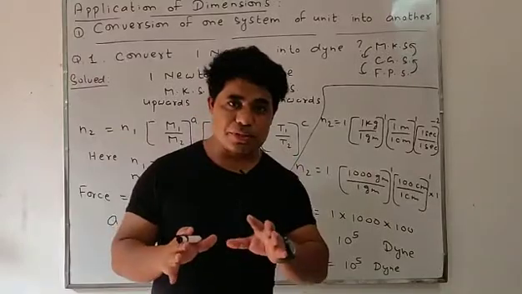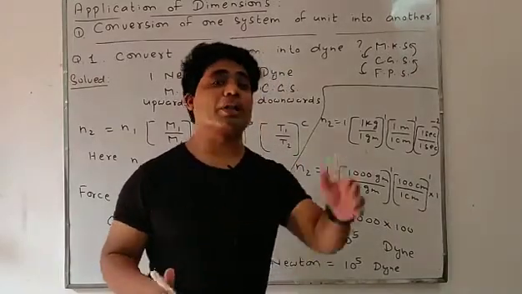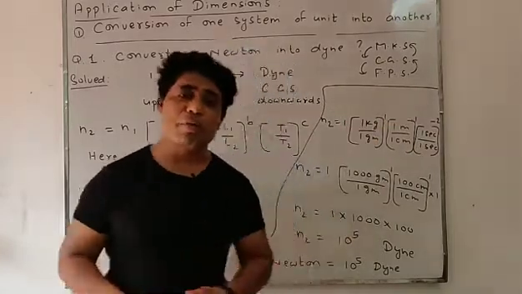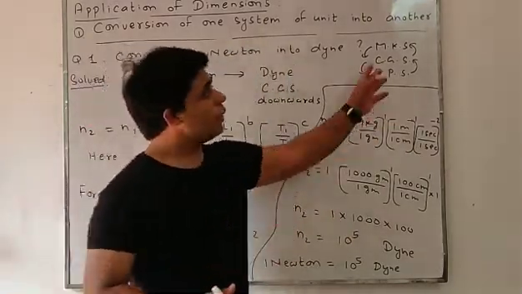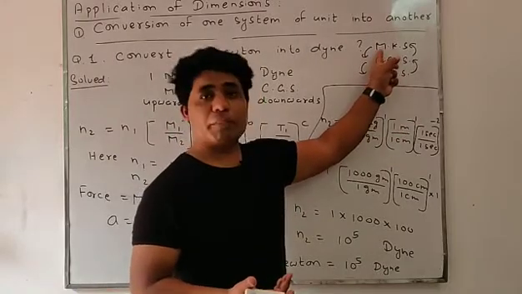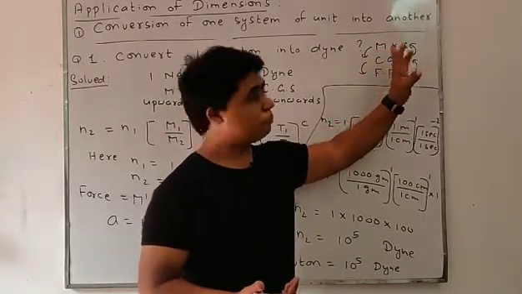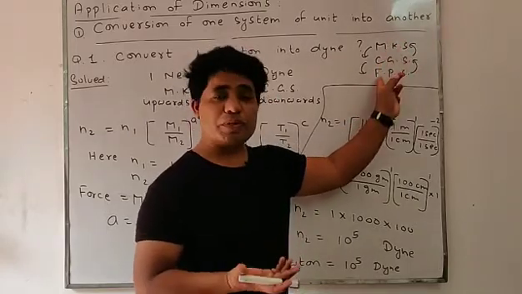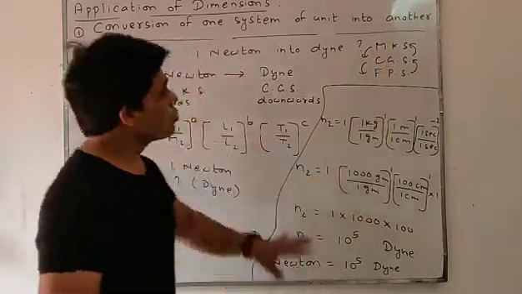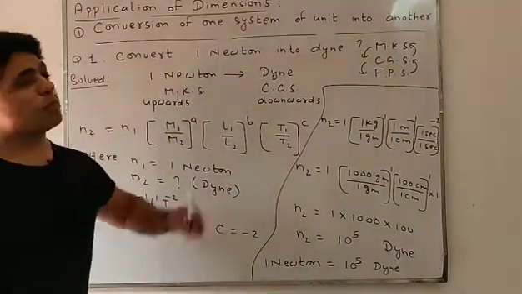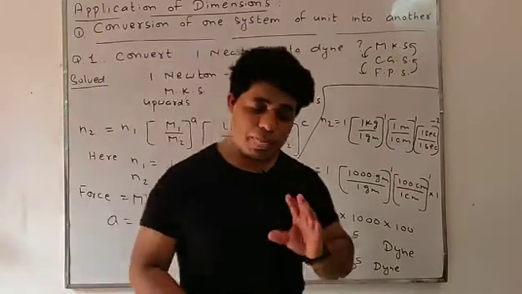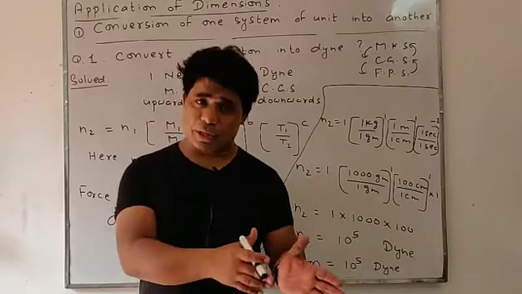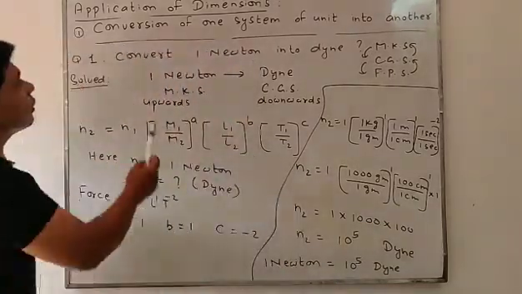Our first application is conversion of one system of unit into another. It means MKS to CGS, or CGS to FPS. If you remember, we did the three types of system of unit: M for meter, K for kilogram, S for second; C for centimeter, G for gram, S for second; F means foot, pound and second. So our first application is conversion of one system into another. For explaining this application, I'm going to give you a numerical. So let's start with the numerical.